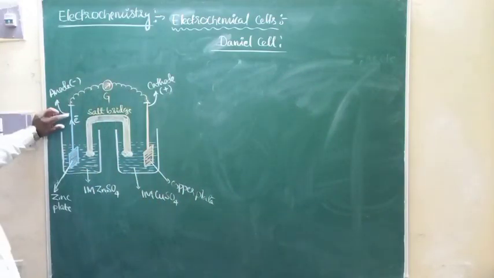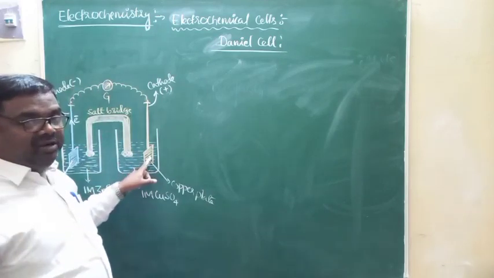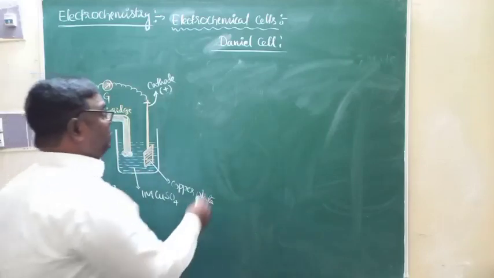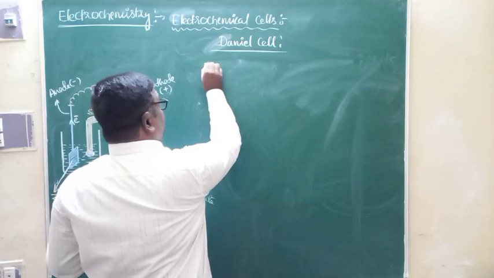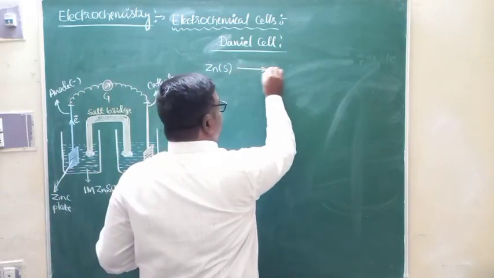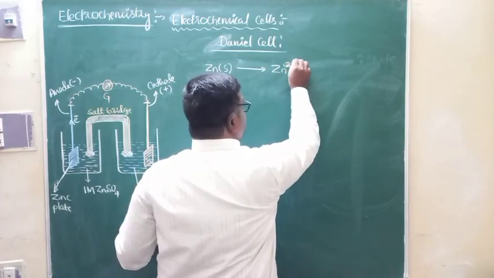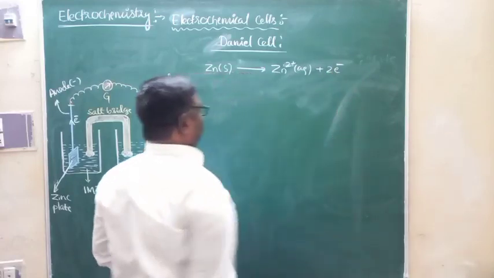What I said, there is a spontaneous flow of electrons from the zinc electrode to the copper electrode. Because when these electrode systems are connected, what happens at the zinc electrode is oxidation of zinc atoms into zinc ions, with the loss of 2 electrons.